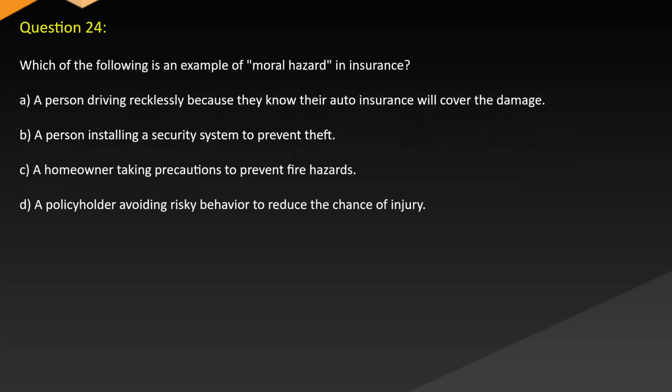Question 24. Which of the following is an example of moral hazard in insurance? A. A person driving recklessly because they know their auto insurance will cover the damage. B. A person installing a security system to prevent theft. C. A homeowner taking precautions to prevent fire hazards. D. A policyholder avoiding risky behavior to reduce the chance of injury.